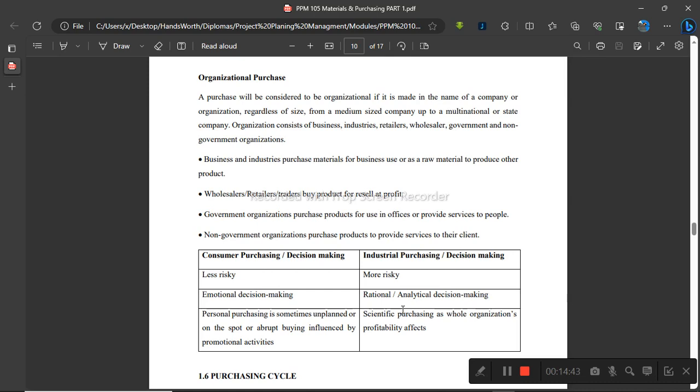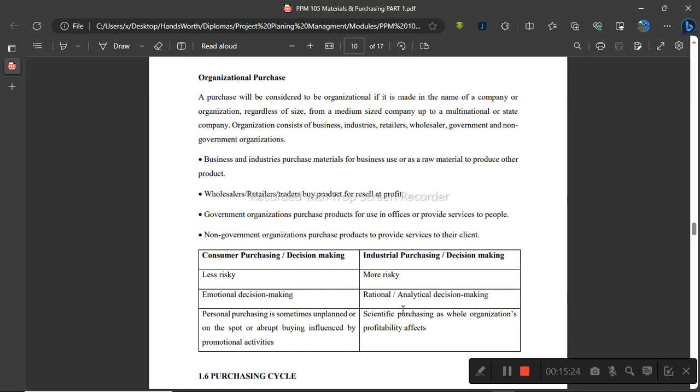Business industries purchase materials for business use as raw material to produce other products. When we talk about these industries, we also have to understand that we have different categories or types of businesses through which these organizations can exist. Organizations that exist in the industry usually purchase raw materials that they can use or combine so that they can come up with products.